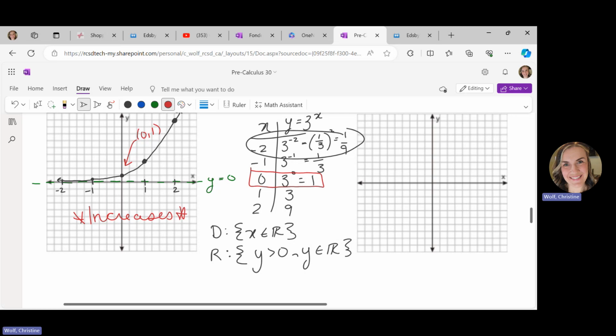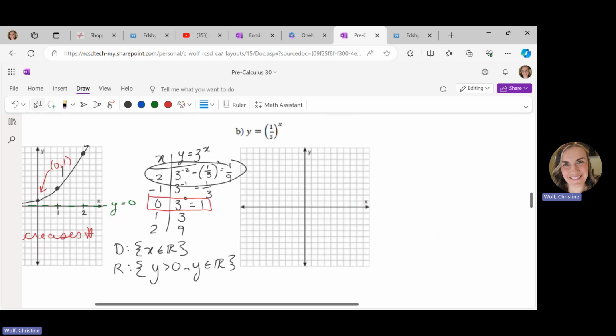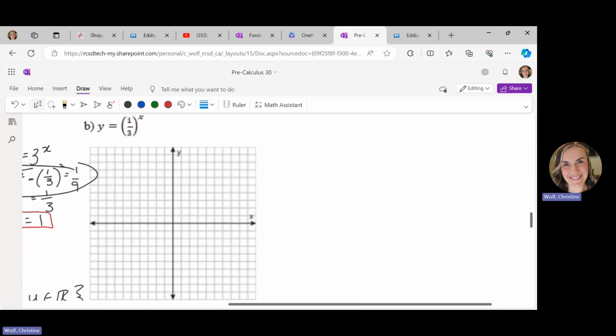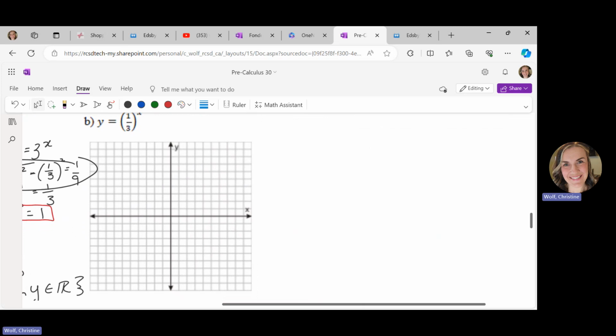We're going to do one now where we are decreasing. Then we're going to do a little bit of a tiny word problem about rabbits. And then we're going to be done. Okay? All right. This one. Before we even graph it, we know we're going to be decreasing because our base is a fraction between 0 and 1. Okay?